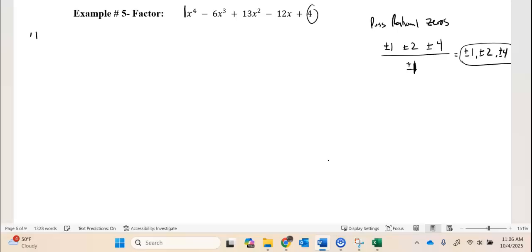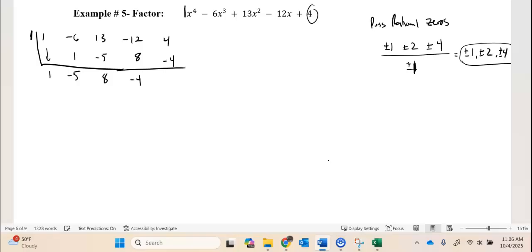1. And this is why I really like synthetic division. 1, -6, 13, -12, 4. I don't know if it is a zero, so I'm testing using synthetic division. Bring down the 1. Add. Multiply. Add. 8. Multiply. Add. I got lucky. I just picked 1 and I got a 0 remainder.